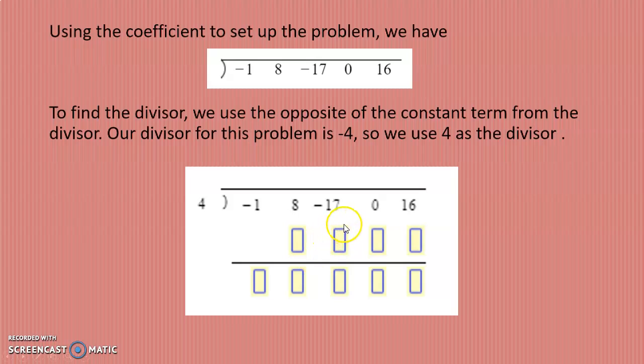Next, we're going to use the coefficients to set up our problem as those numbers in our dividend. We have negative 1, 8, negative 17, 0, and 16. Then we need to find our divisor. The divisor is going to be the opposite of the constant term that's given in the original divisor. We had x minus 4, so in this case, our divisor is going to be positive 4.